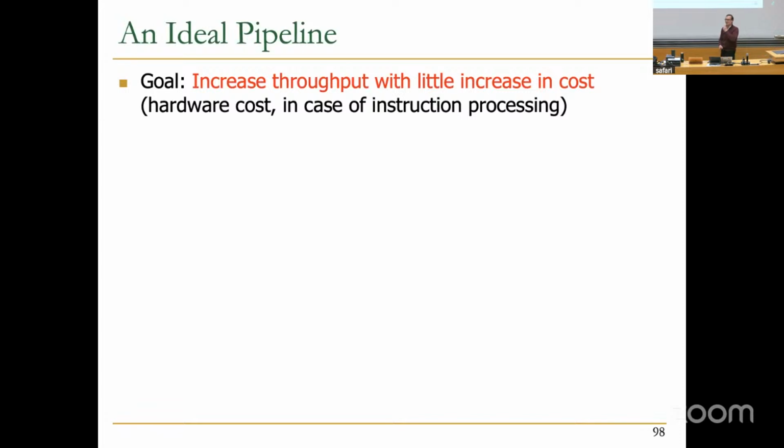Okay, now let's talk about what it means to have an ideal pipeline and how a modern microprocessor pipeline is not ideal. Essentially, our goal is to increase throughput with little increase in cost. But we saw that if you already have a slow component, you need to increase cost. In this case, we want to not increase the hardware cost. Also, you don't want to increase latency. We're going to talk about that as well.